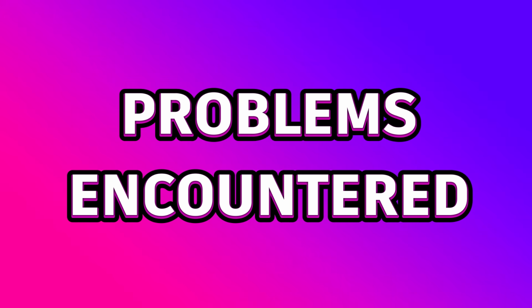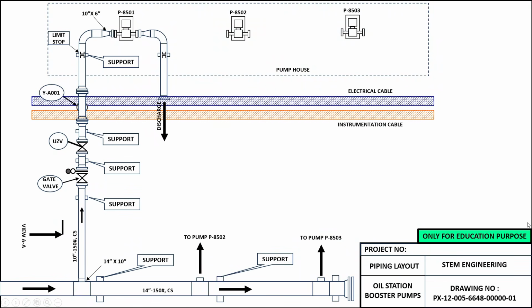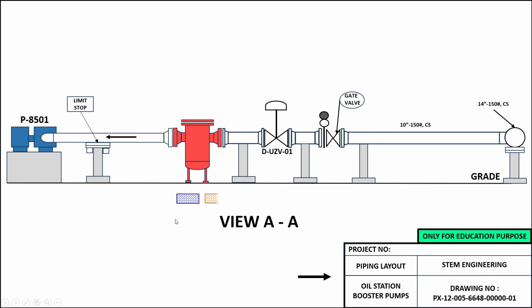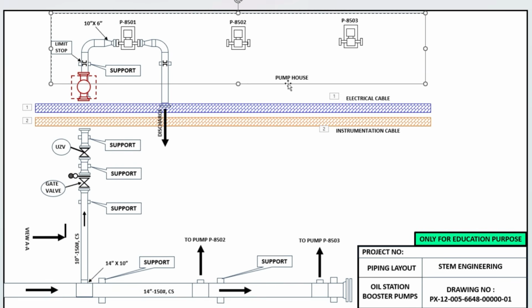But before going to detail engineering, let's summarize the problems we have encountered during our study. The first problem we have encountered is the underground cable, because of which we are unable to place the basket strainer in the same location. Then what we did? We pushed the strainer to the downstream side to see the possibilities, and there also it is clashing with the pump shelter.